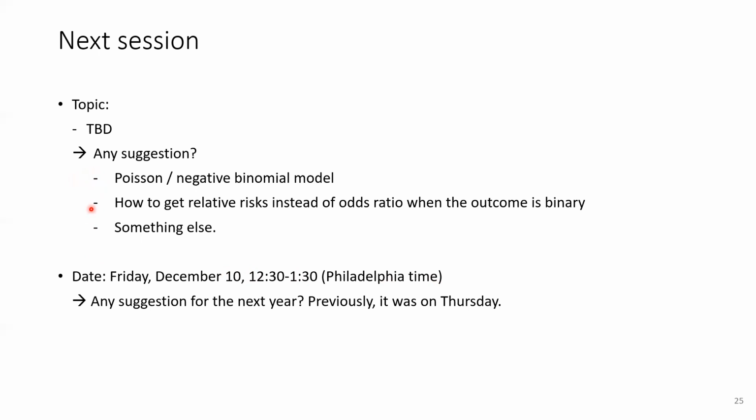And the second one is how to get relative risk instead of odds ratio when the outcome is binary. This is something I hear a lot, especially with the Salva project. Previously, I was always using the logistic model, but here, since the outcome is very common, people misinterpret the odds ratio as a risk ratio. So I want to calculate it as relative risk. So this is another option we can cover, or something else. I wonder if you have any preference in terms of topic coverage.